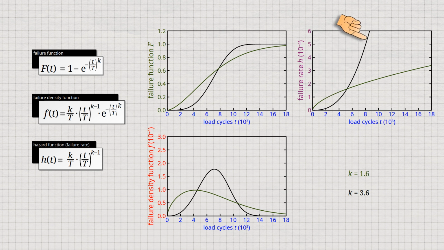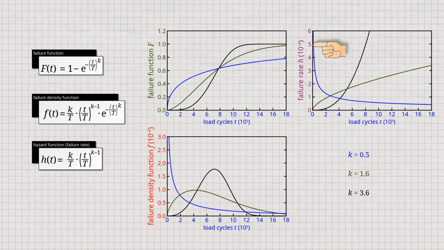In the present case, the Weibull modulus is chosen in such a way that an almost symmetrical density distribution results, as is typical for a normal distribution. In this way, with a Weibull parameter of k equals 3.6, a Gaussian distribution can also be achieved in a very good approximation. If, on the other hand, the Weibull modulus is smaller than 1, the failure rate decreases steadily.